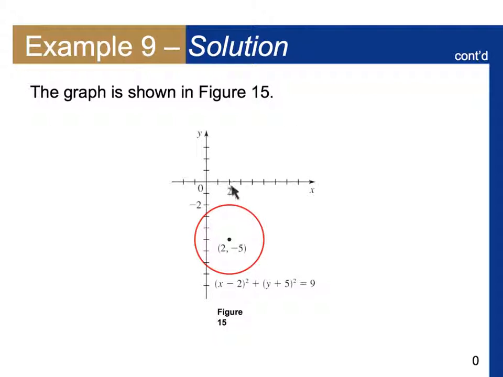Okay, and here's the graph of that. Here's our center. We go to (2, -5) to get the center, and our radius is 3, so we're going to go up 3 to get to this point, go across 3 to get to this point, go down 3 to get to this point, and go across 3 to get to this point. So you can see that we're going out 3 in every direction from that (2, -5) center.